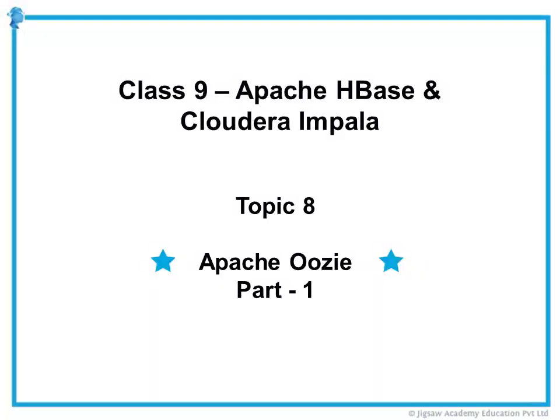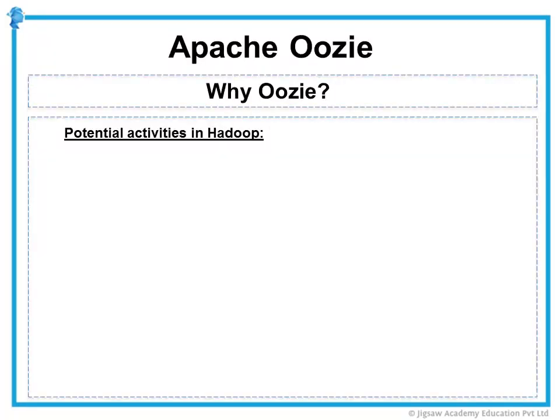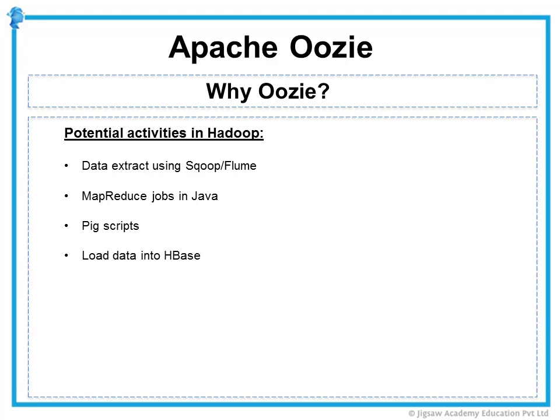Hello and welcome back. In this video, we are going to talk about Apache Oozie and its uses. Now, all this while, we have seen how to extract data using Sqoop or Flume. We have seen how to write a MapReduce job in Java, and we have executed Pig scripts, and we've even loaded data into HBase and ran Hive and Impala queries as well.